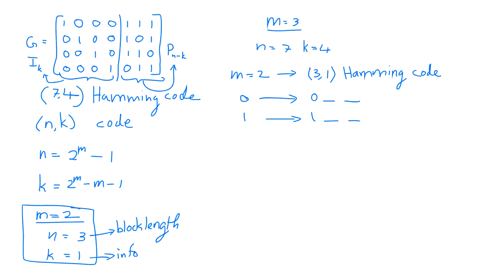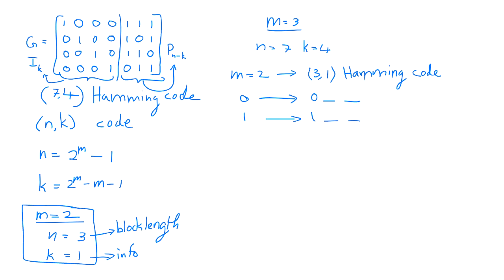Now the question is how to find the generator matrix for the 3-1 Hamming code. And we will use the same procedure as we did for the 7-4. In the 7-4, the first part of the generator matrix is an identity matrix of size k by k, 4 by 4 in this case. In our case, for 3-1, the value of k is 1. So the first part of the generator matrix will be a 1 by 1 identity matrix, that means one row, one column.